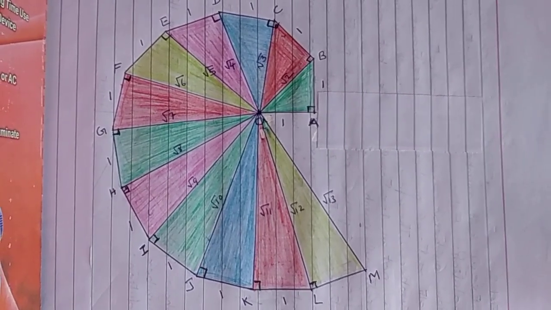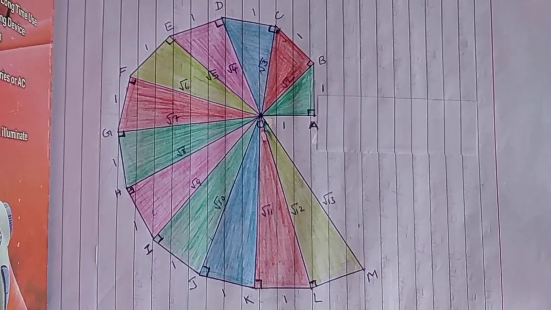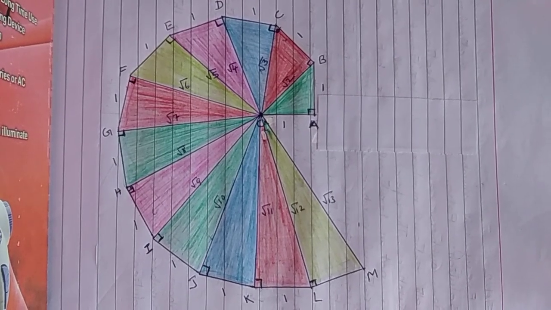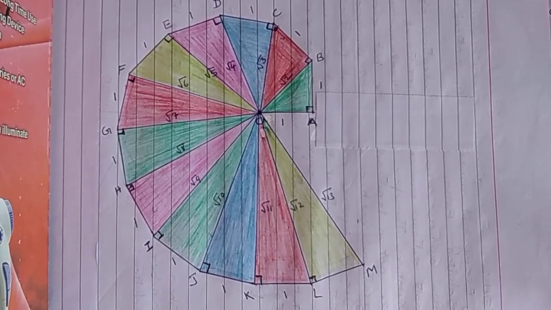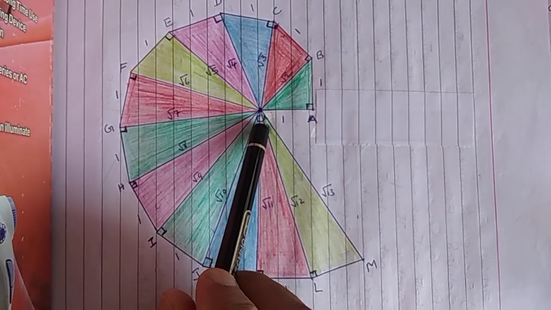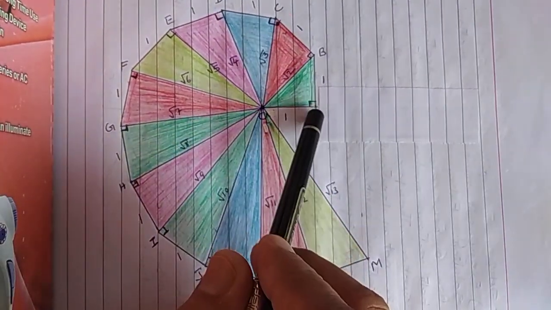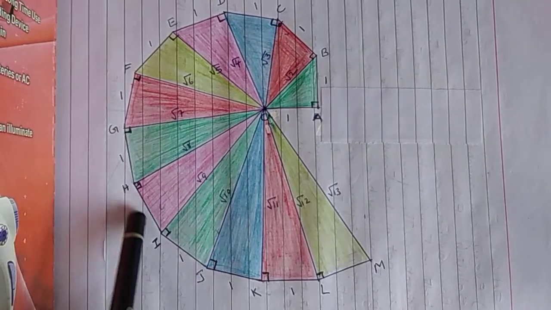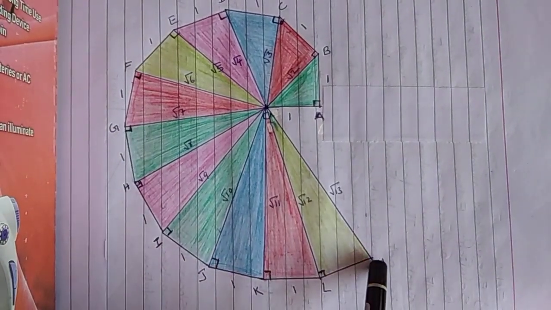If you do it in a proper manner, you are going to get a figure like this, and this is known as square root spiral, and O is the center of this square root spiral, and you are getting a colorful square root spiral.